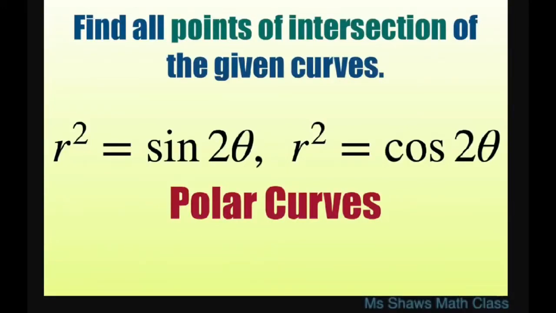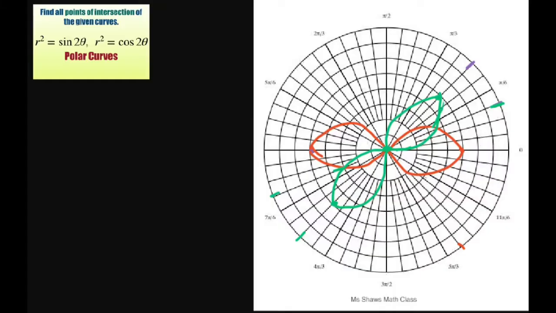Everyone, we're going to find all points of intersection of the given curves. We have two lemniscates, and I did a little sketch of them. Of course, this one is your sine, cosine. These should be more curvy in this area, so let me go over it a little bit.